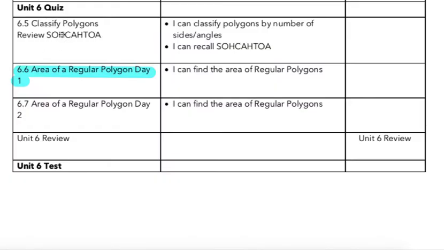So we were practicing classifying polygons, and now we're going to look at the area formula to find the area of any regular polygon. Just like a rectangle, a square, or a parallelogram all have the same area formula, base times height. A triangle takes base times height divided by 2.